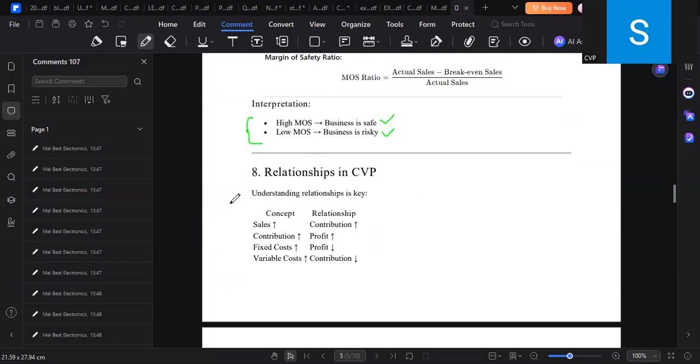Now, the relationships that we need to understand in CVP analysis is when the sales go up, our contribution will directly go up. If our contribution goes up, the profit will go up. If our fixed costs go up, our profit will go down because these costs are eating up. These ones have an inverse relationship. The other inverse relationship is on the variable cost. So the variable cost goes up, our contribution will do what? Will go down.